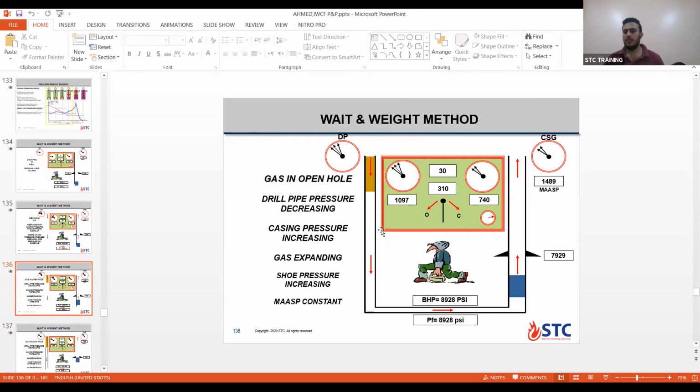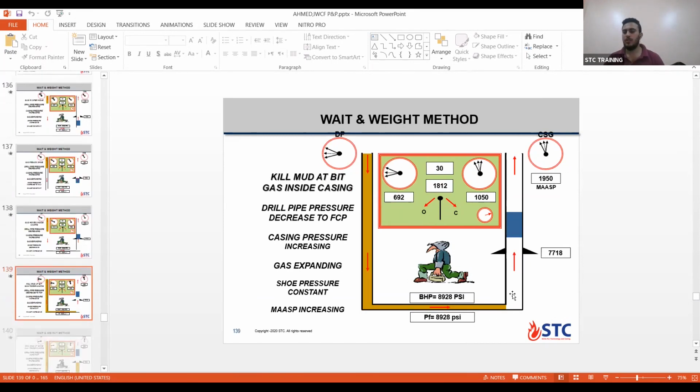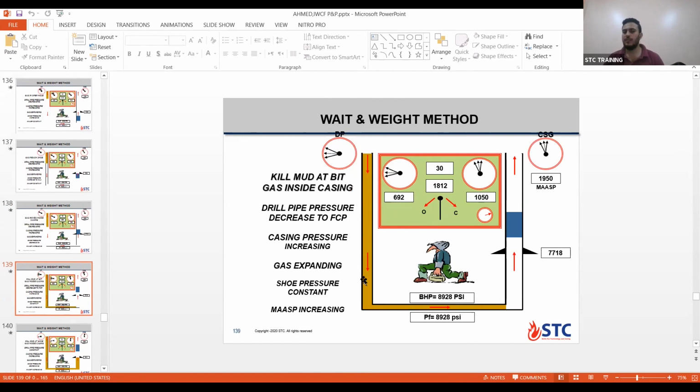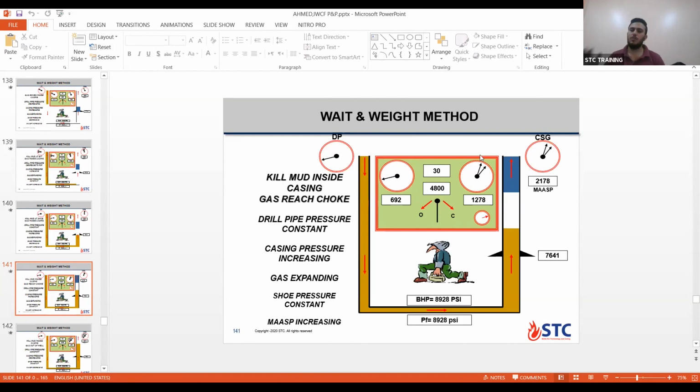Start pumping till the kill mud reaches the bit. We are following the step down table or step down schedule. Now kill mud reaches the bit. So we are going to hold the drill pipe pressure constant at FCP value, the one phase side fluid, and keep pumping till the influx is out of the hole. Once the influx is about to be out of the hole, you will find maximum MASP and maximum casing pressure. Okay.